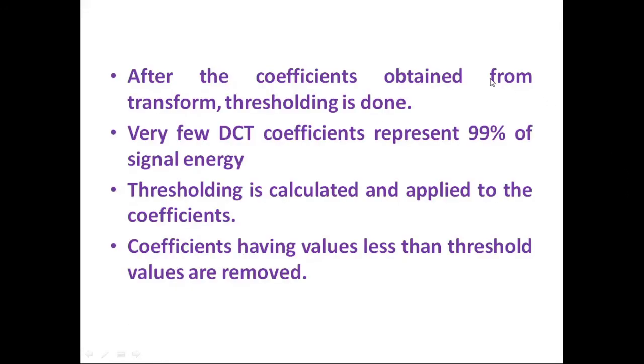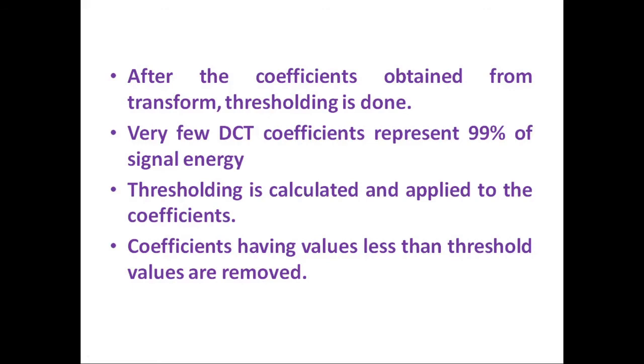The coefficients are obtained from the transform. The technique used is that the signal is applied to the transform, we obtain the coefficients, then we do the thresholding. Very few DCT coefficients represent 99% of the signal energy. Therefore, we can calculate the threshold and apply it to the coefficients. Coefficients having a value less than the threshold value are removed.